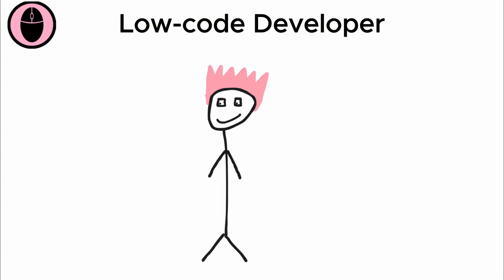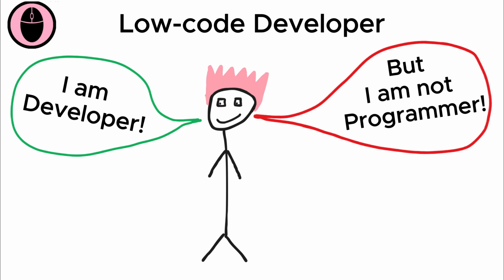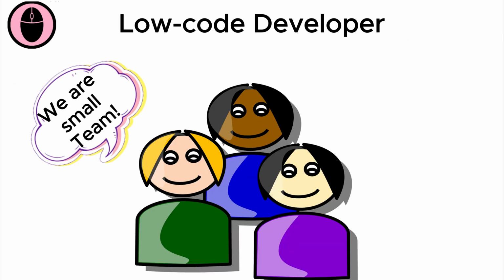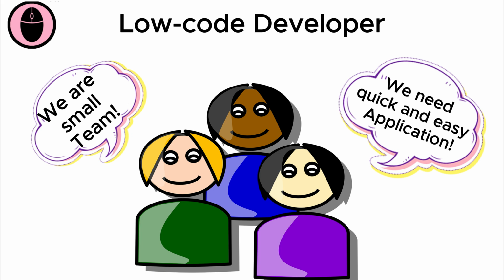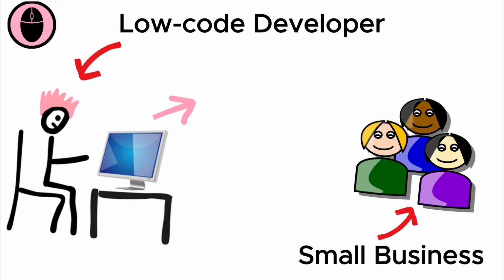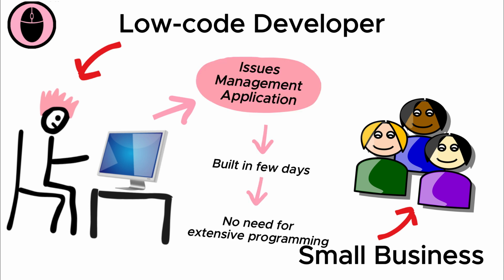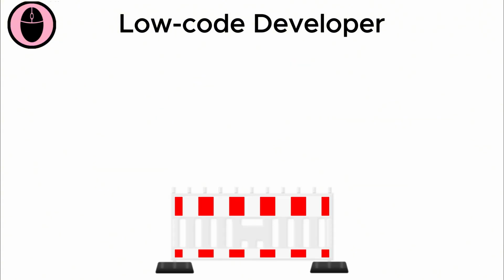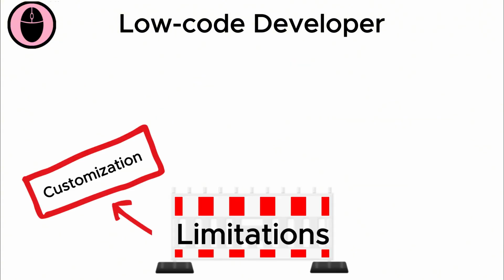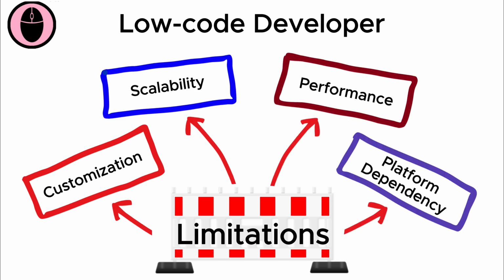While they require some technical understanding, they make app development accessible to non-programmers or small teams that need quick solutions. For example, a low-code developer might build a custom issues management application for a small business in a matter of days, without needing extensive programming skills. However, it's important to be aware of customization, scalability, performance, and platform dependency limitations.